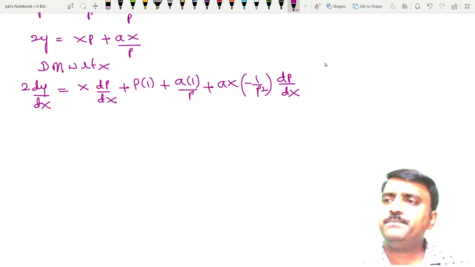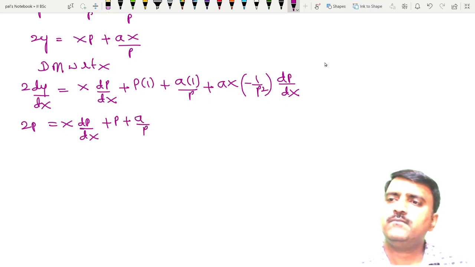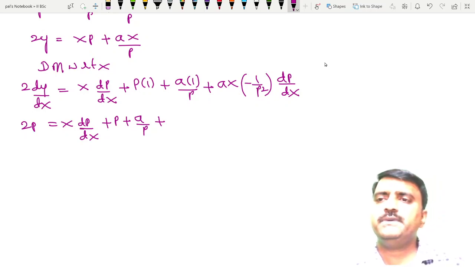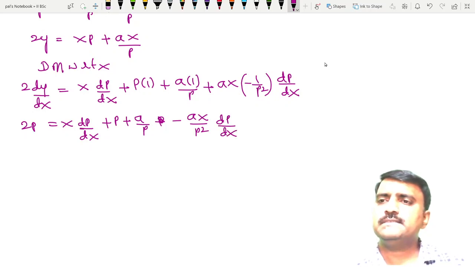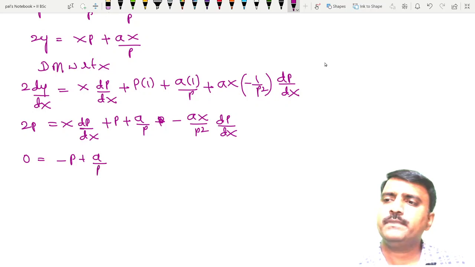So now, this is p, 2p is equal to 2p, okay, this becomes 2p. 2p is equal to x into dp by dx plus p plus a by p, plus into minus is minus, so minus ax by p square into dp by dx. Again, if 2p comes to the right hand side, it is minus 2p. So p minus 2p is minus p. So 0 is equal to minus p plus a by p.